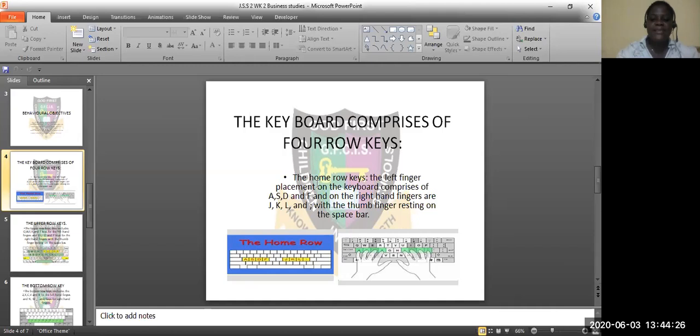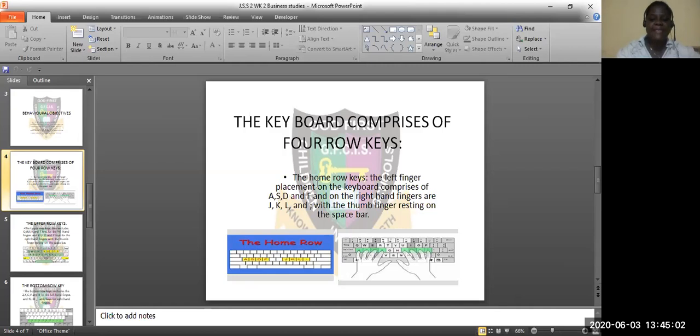The home row keys is at the center of the keyboard where you place your fingers. If you can see my fingers, I have 10 fingers, just like the illustration on the slide that you have been shown now. There are 10 fingers, and we have the left hand fingers and the right hand fingers, 5 on each.